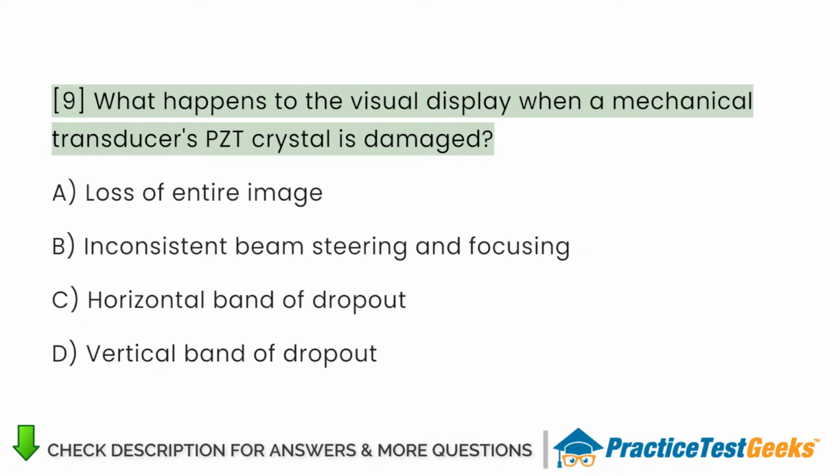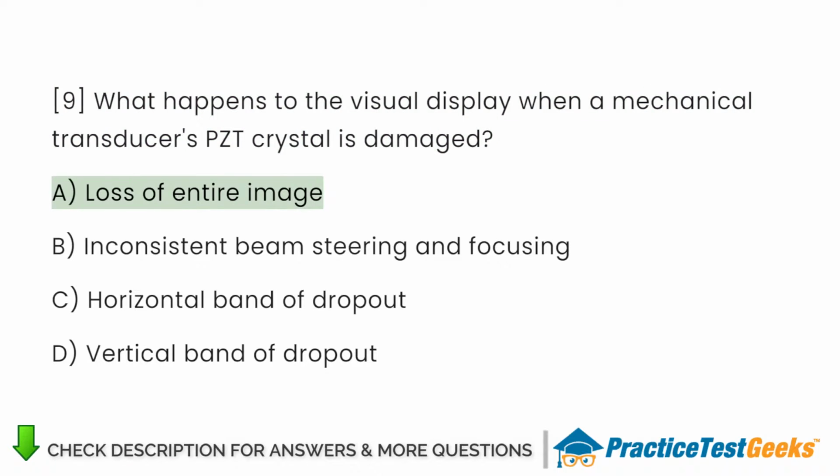What happens to the visual display when a mechanical transducer's PZT crystal is damaged? A. Loss of entire image. B. Inconsistent beam steering and focusing. C. Horizontal band of dropout. D. Vertical band of dropout.